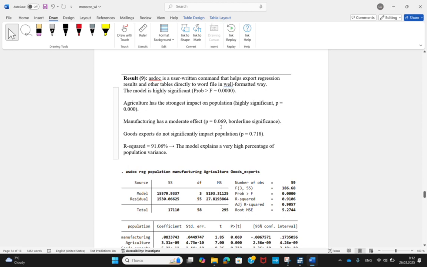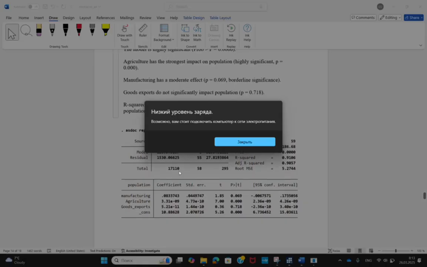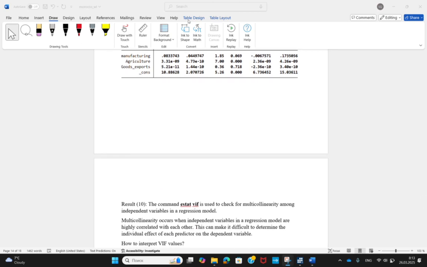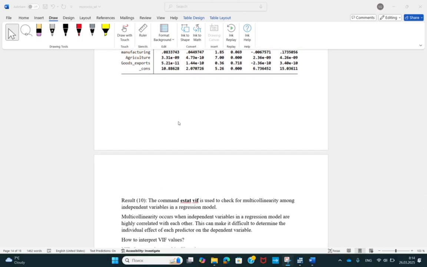And result 9 is esttab. Esttab is a crucial part of our video because it helps to export regression results and other tables directly to a Word file in a well-formatted way. The model is highly significant because Prob greater than F equals 0.000. And agriculture has the strongest impact on population.